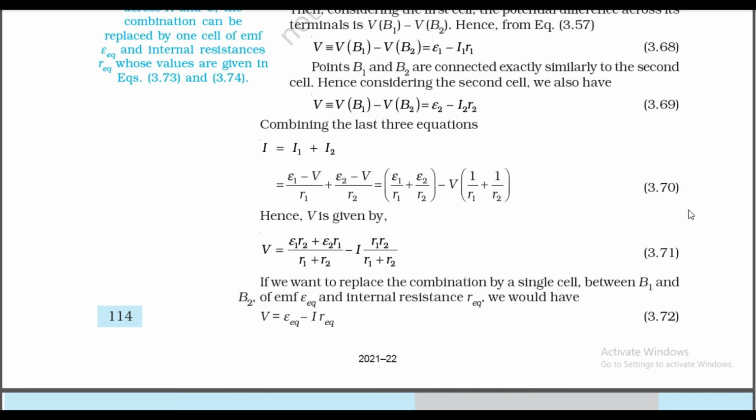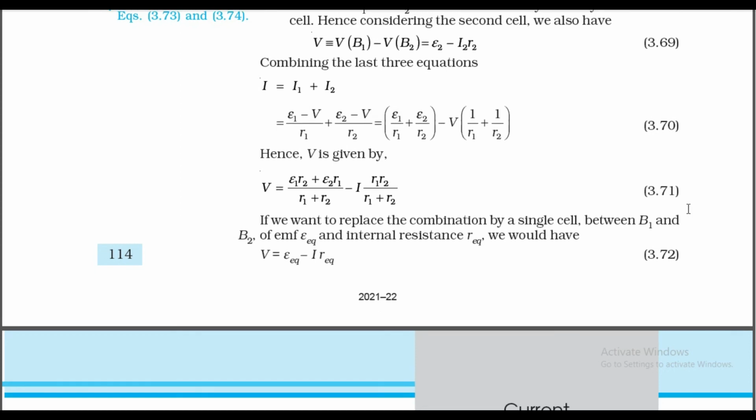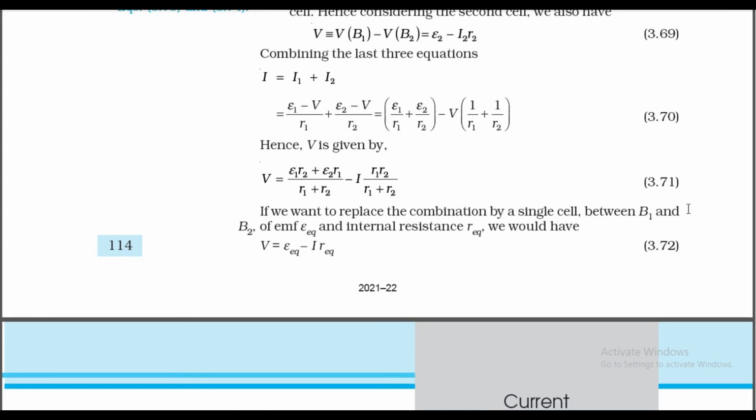Combining the last three equations, I is equal to I1 plus I2 is equal to (epsilon 1 minus V) divided by R1 plus (epsilon 2 minus V) divided by R2, which is equal to epsilon 1 by R1 plus epsilon 2 by R2 minus V times (1 by R1 plus 1 by R2). Hence, V is given by V is equal to (epsilon 1 R2 plus epsilon 2 R1) divided by (R1 plus R2) minus I R1 R2 divided by (R1 plus R2).